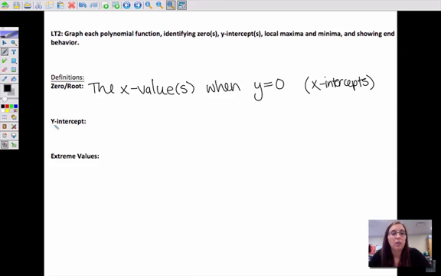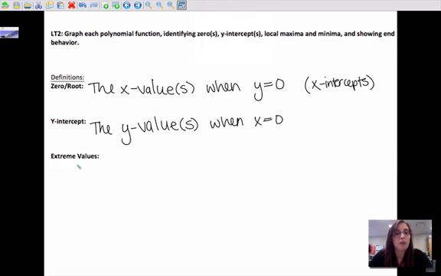And then y-intercept, this would be the y value, and sometimes values, most of the time there's only one, sometimes multiple, when x is equal to 0. Obviously this one's called the y-intercept.